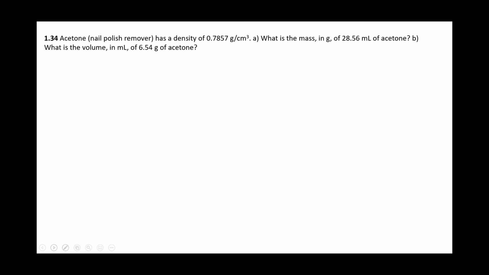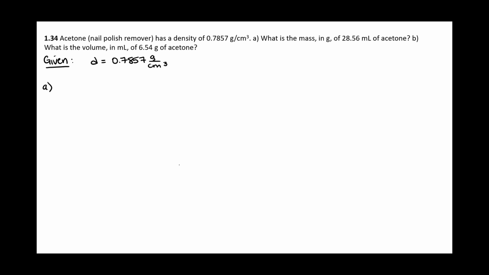Alright, this is the last problem that we're going to do. This is a two-part problem. So we're told acetone has this density. It's given to us in grams per cubic centimeter. In part A, it's asking what is the mass in grams of 28.56 milliliters of acetone. And then in part B, it's asking for the volume of a mass of acetone. We're given this density, which we can use in both parts. 7.857 grams per cubic centimeter.